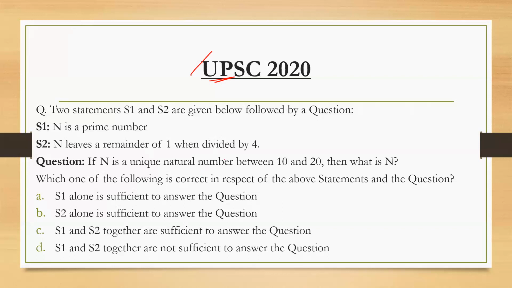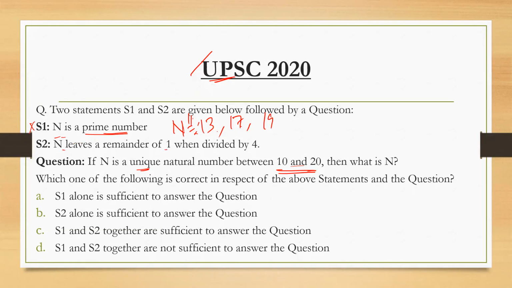A unique natural number between 10 and 20. So here when we talk about n is a prime number and it has to be unique also and lies between 10 and 20, that means we are talking about what? N is 13 or 17 or 19, prime numbers. Here there would be 11 also. So n is a prime number which lies between 10 and 20. It can be 11, 13, 17, 19. So different values are possible. That does not give us our answer.